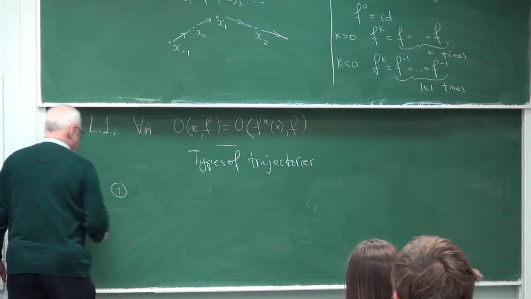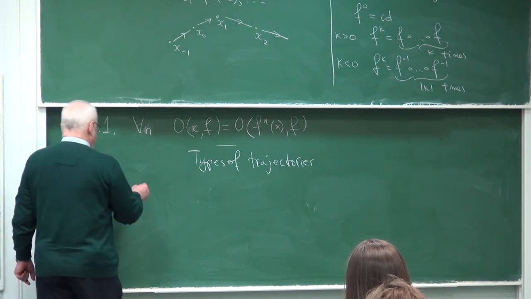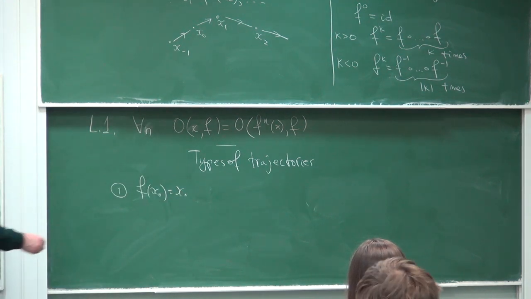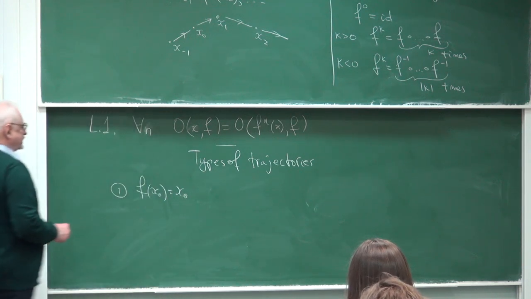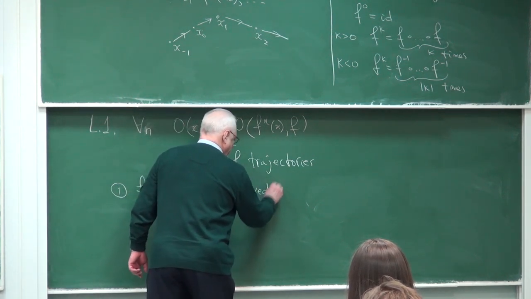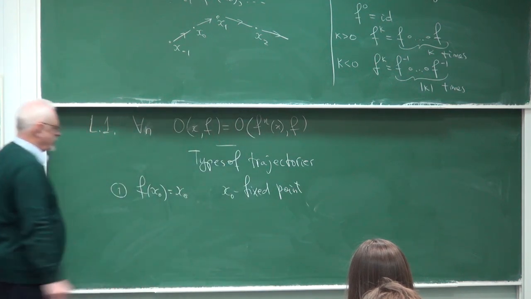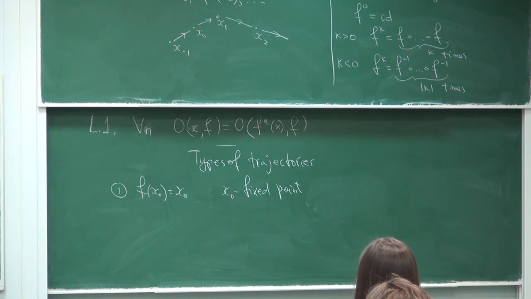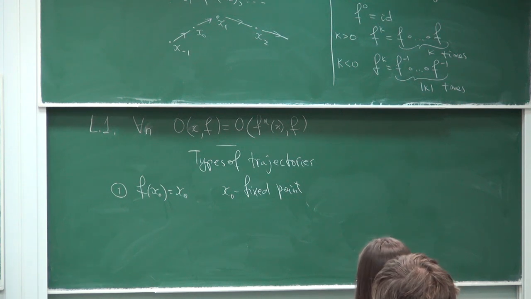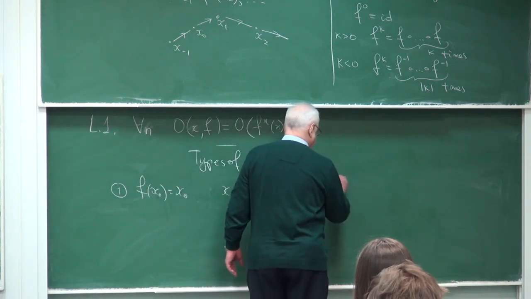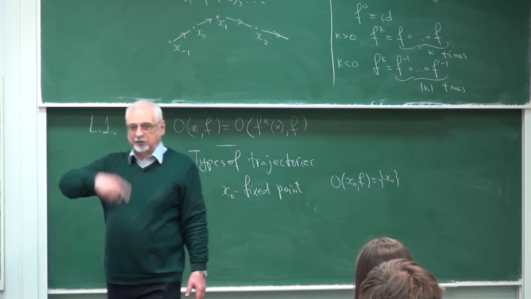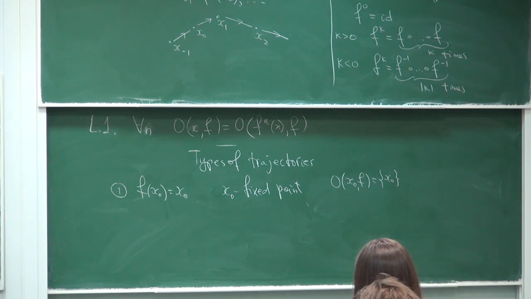There are three types. First, if f of x0 is x0, then x0 is called a fixed point. This is a very general mathematical notion. It is used in many branches of mathematics. And it is clear that in this case, the trajectory is just one point x0. F maps x0 to x0 to x0 to x0.